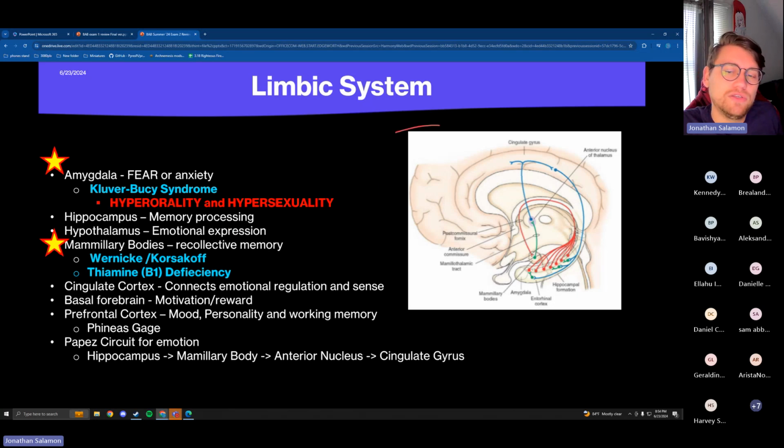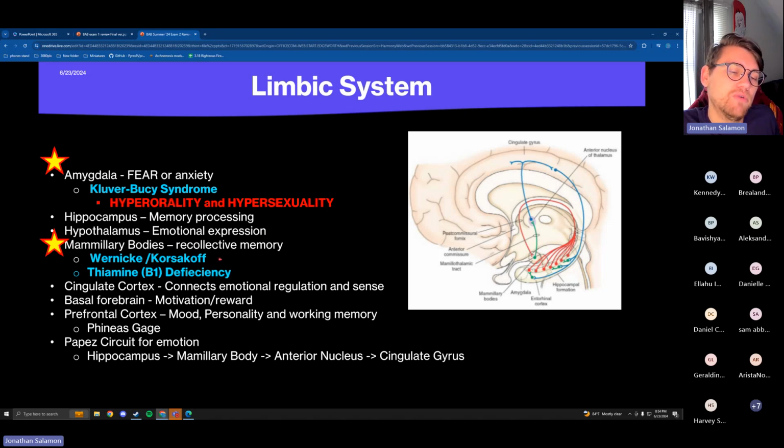Limbic system, they don't get super into detail on this. If they're talking about this, they want you to generally know that the amygdala is for fear or anxiety. They want you to know what Kluver-Bucy syndrome is. Specifically, the big buzzword for this is hyperorality. And then, like I said, the mammillary bodies.